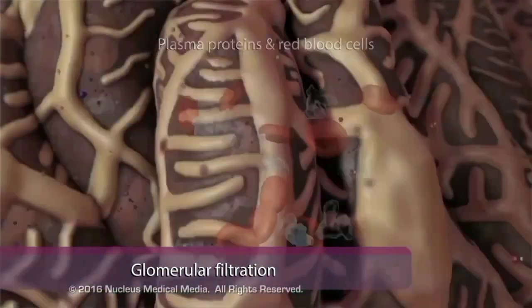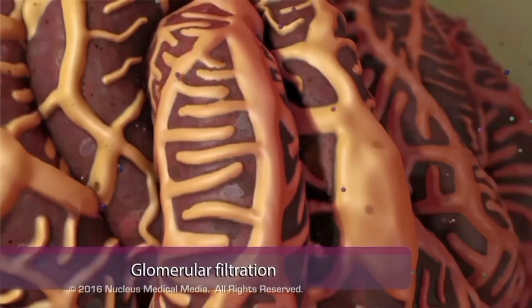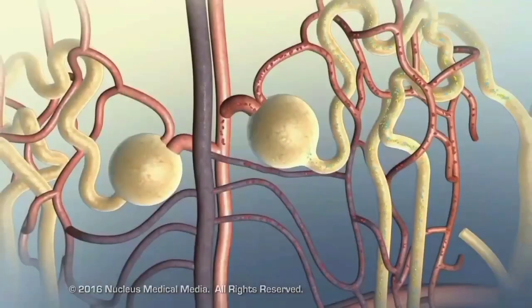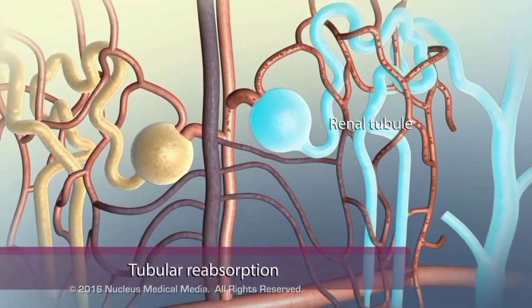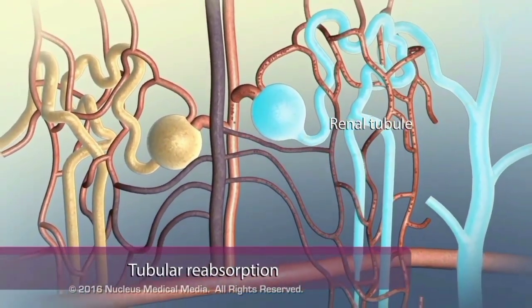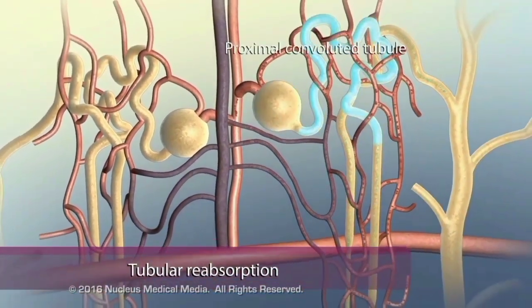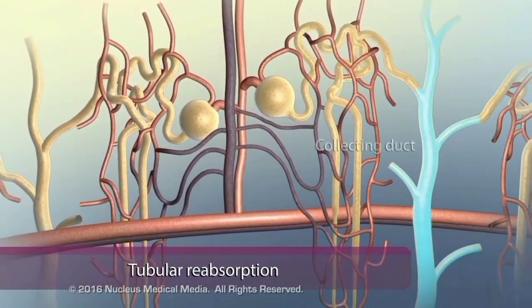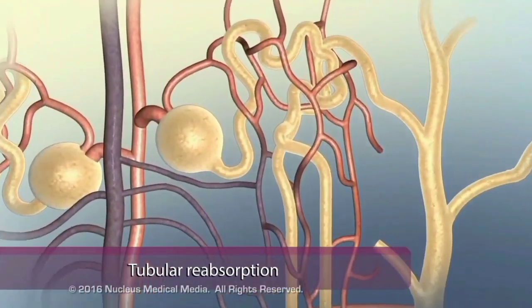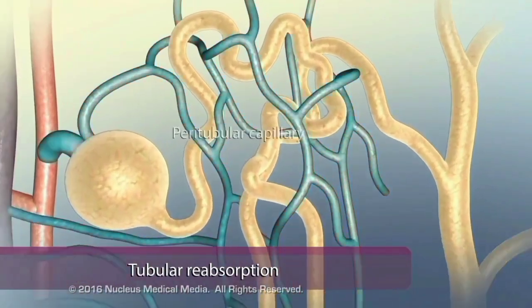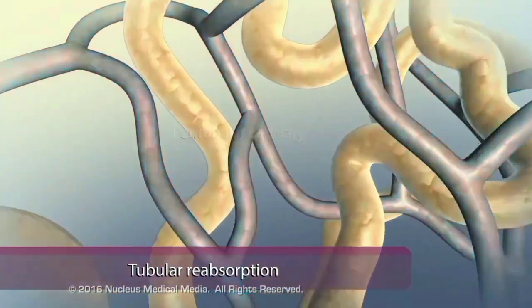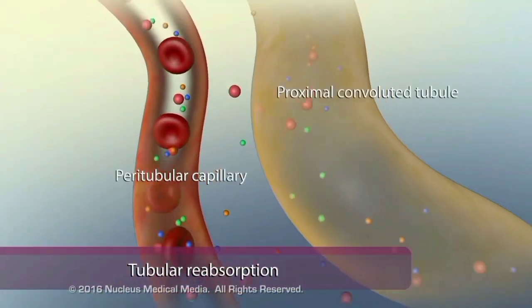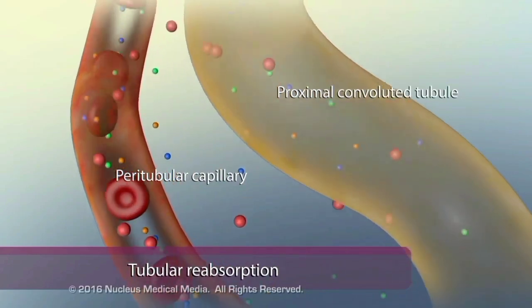During the second stage, the fluid passes through the renal tubule, which consists of the proximal convoluted tubule, loop of Henle, distal convoluted tubule, and collecting duct. As this fluid passes through the renal tubule, useful substances are reabsorbed into the peritubular capillaries, particularly glucose, amino acids, and some sodium through active transport. The peritubular capillaries reabsorb water through osmosis.